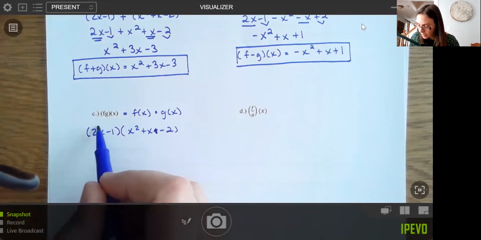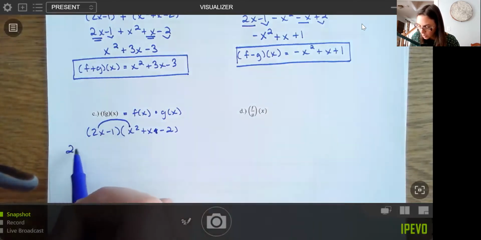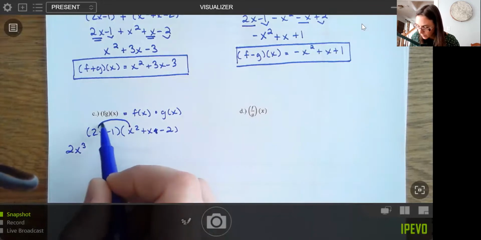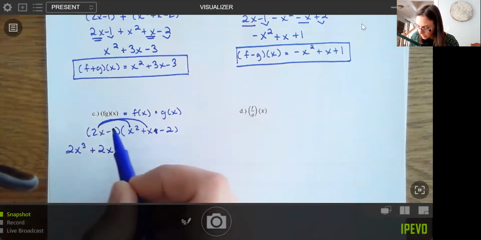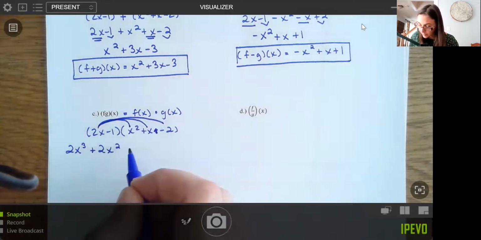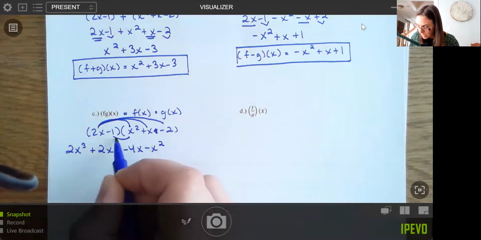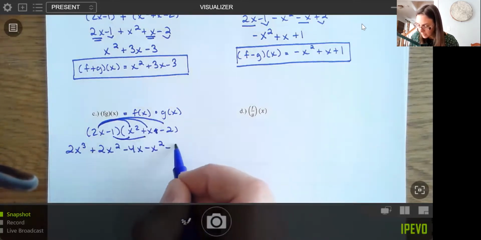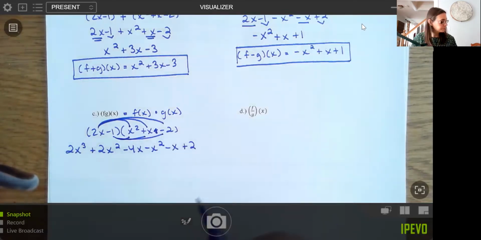I start with the 2x and I multiply through. So 2x times x squared is 2x cubed. 2x times x is 2x squared. 2x times negative 2 is negative 4x. Here, negative 1 times x squared is negative x squared. Negative 1 times x is negative x. And negative 1 times negative 2 is positive 2.